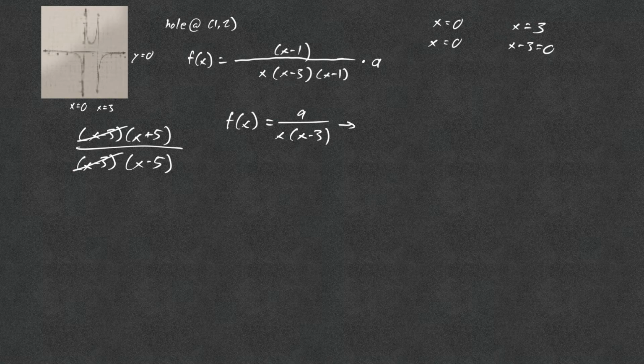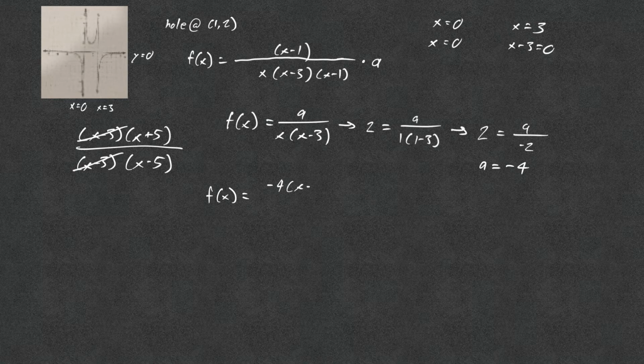Now that we have this form, we say, okay, 2 is equal to a over 1 times 1 minus 3. This gives us 2 equals a over, basically that's a negative 2. So ultimately a is equal to negative 4. And then our final function is negative 4 times x minus 1 over x minus 3 times x minus 1. Okay. Apologies for the sloppy handwriting.